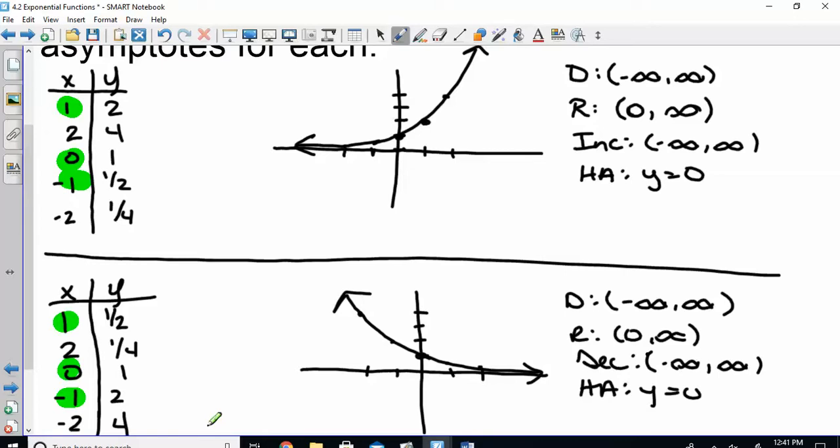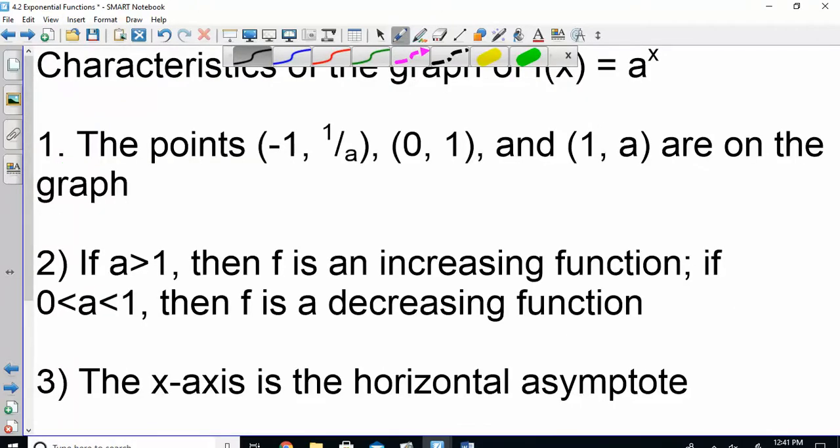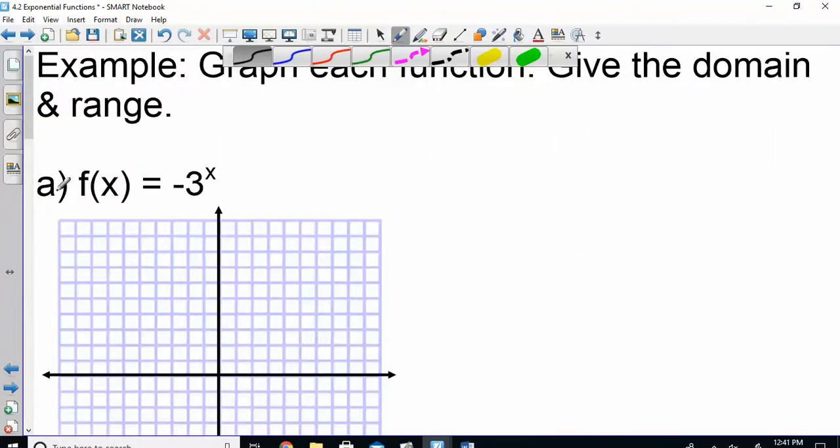From here, we can do transformations, same transformations that we've always had. So I want to practice that. We're just going to graph some of these, doing a parent function and transformations. Skip over that, I think. Okay. So here is our function. We're going to graph it and give the domain and range.